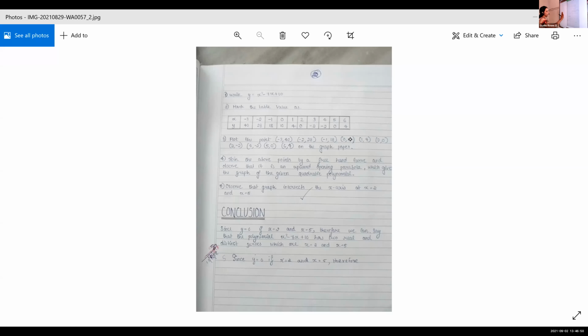So this writing part will be as such. Since y is equal to 0, x is equal to 2 and x is equal to 5. Therefore, we can say the polynomial has two zeros, real and distinct zeros, which are x is equal to 2 and x is equal to 5.